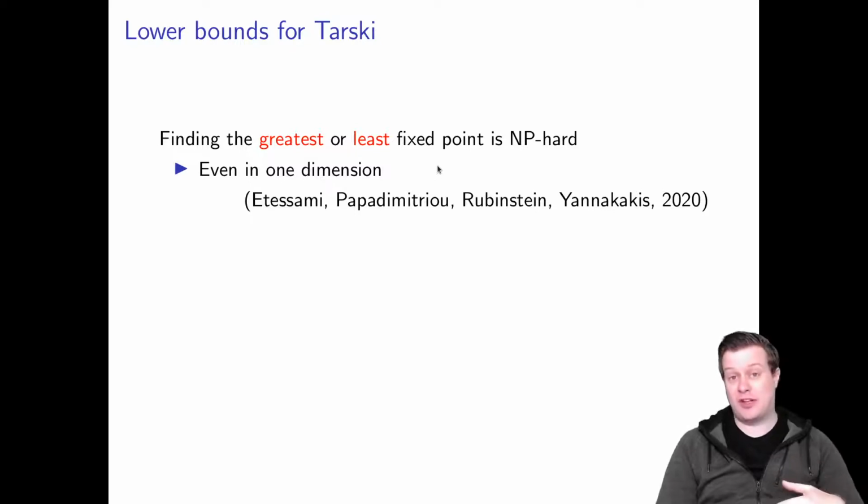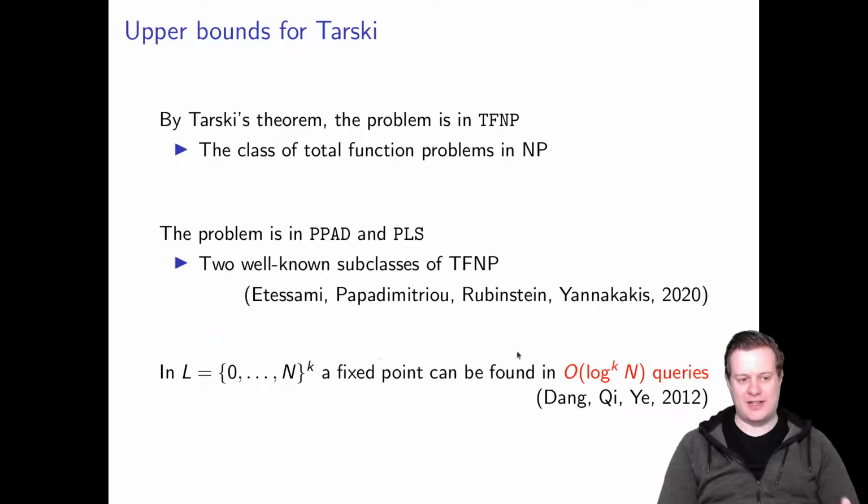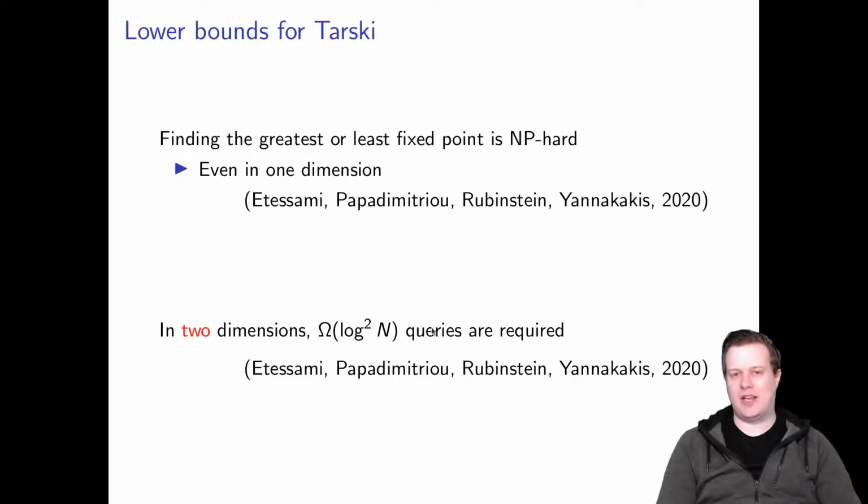And in this paper, we're looking for any fixed point, not necessarily the greatest or the least fixed point. Relevant for this paper, also shown by these authors in 2020, is that query complexity lower bounds have been shown in 2 dimensions. In 2 dimensions, log squared n queries are required. If we go back and look at the upper bound, that exactly matches the upper bound of Dang, Qi, and Ye. They have a log to the k n query upper bound. k is 2 in 2 dimensions, so that's a log squared n upper bound. We have a matching log squared n lower bound for 2 dimensions.